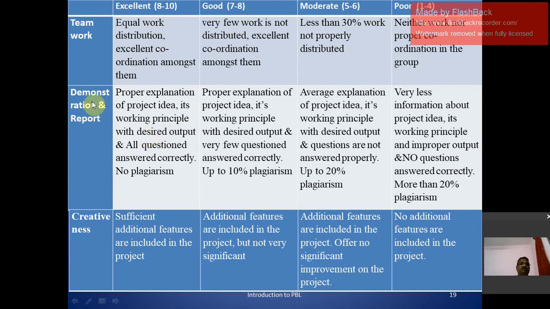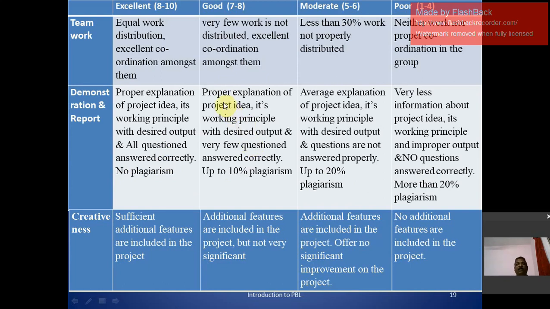Then demonstration and report, you may call it presentation and report. Excellent means proper explanation of the project idea and its working principle with desired output, all questions answered correctly, and no plagiarism. This is for the report. If there is no plagiarism, you may categorize it as excellent. Or if you want to allow some plagiarism, you may give 10%, 20, 30, 40 and so on. It depends on you.